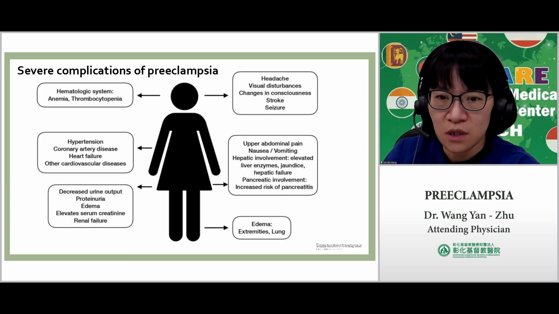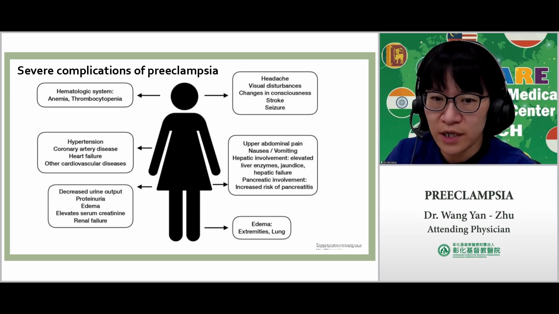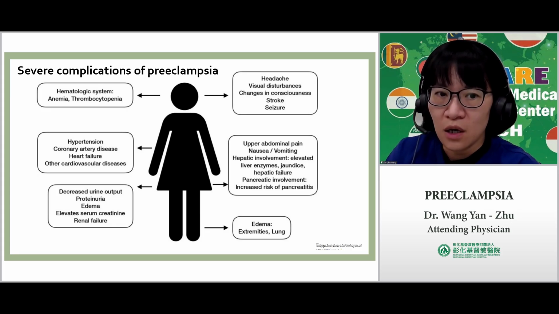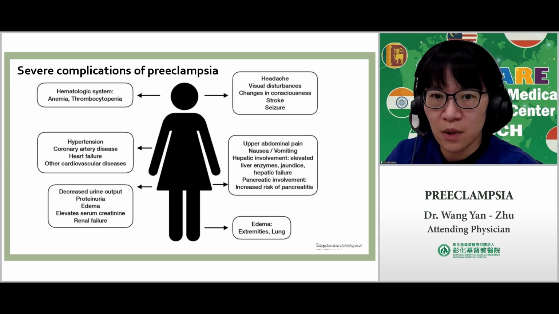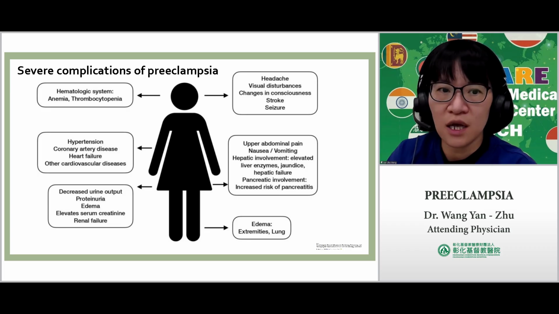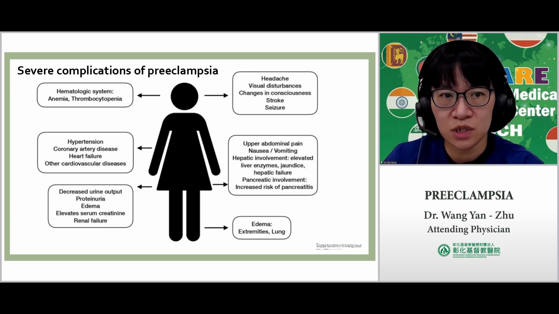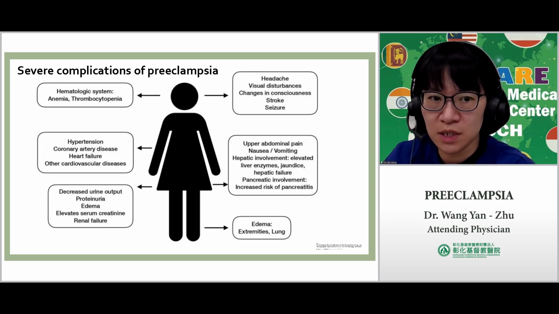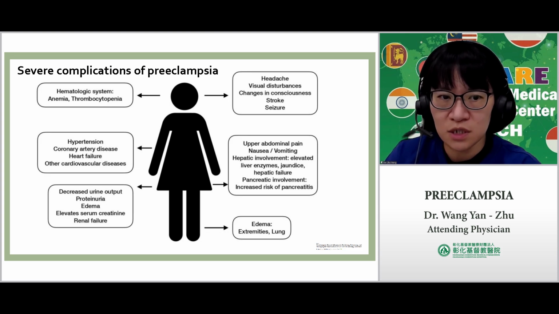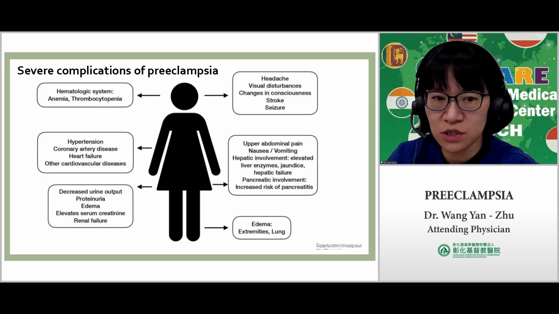And because of the arteries, the endothelial dysfunction, and the placenta not growing very well, eventually they will develop those diseases. So it can harm our hematology system, our CNS, our cardiovascular system, our kidney, and our liver. In the hematology system, you might have anemia or thrombocytopenia. In the cardiovascular system, you might have hypertension, coronary artery disease, heart failure, or other cardiovascular disease.